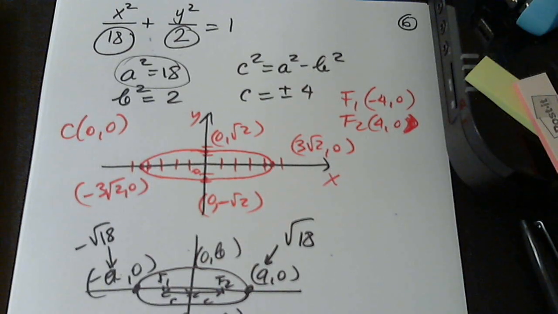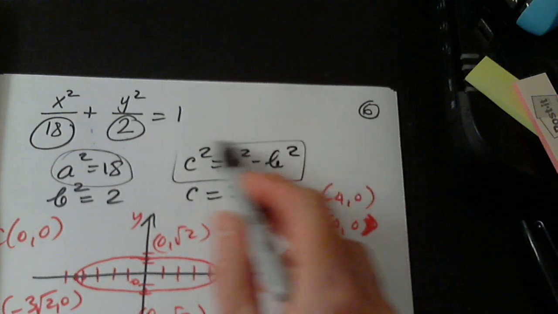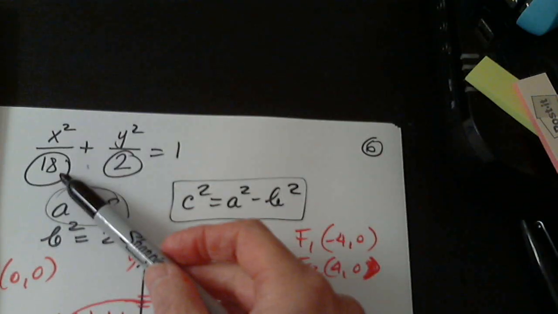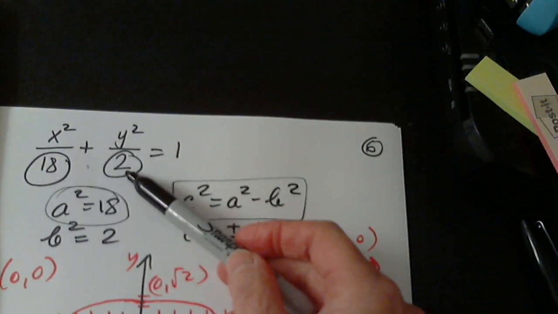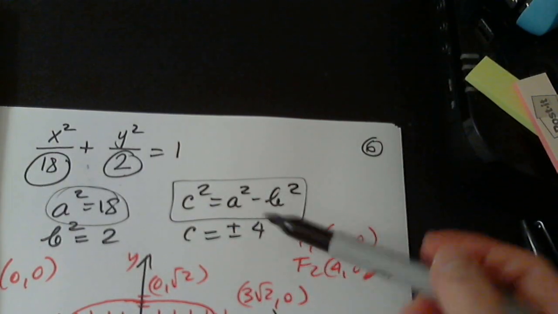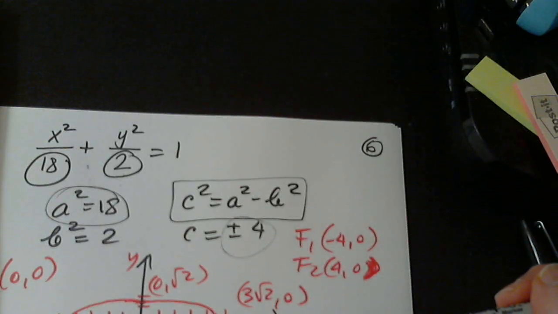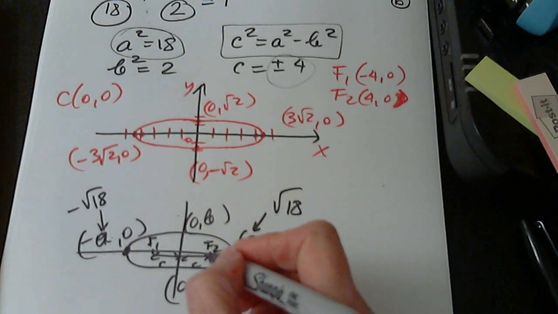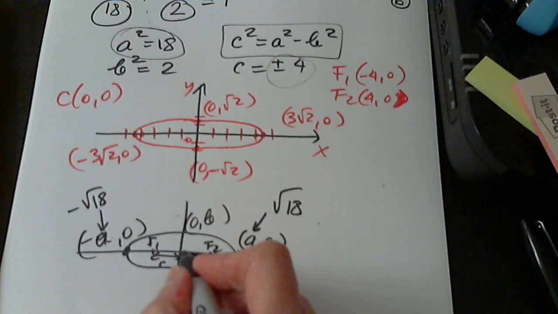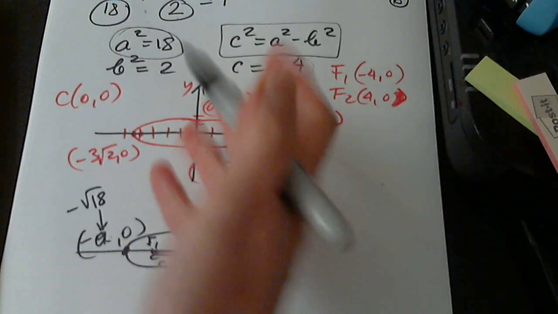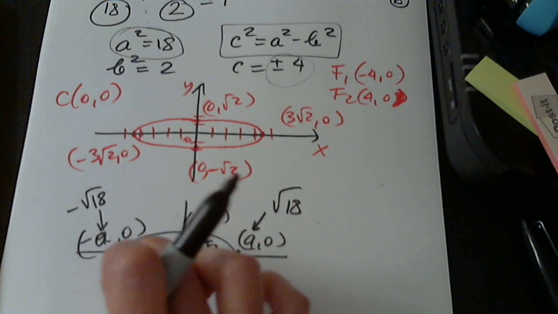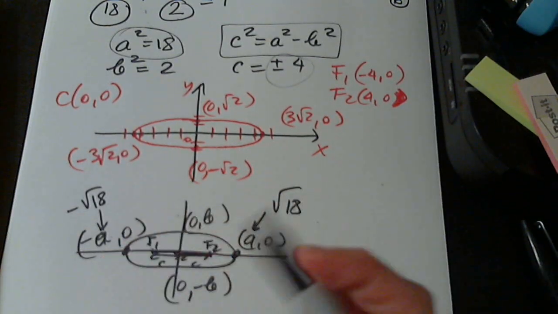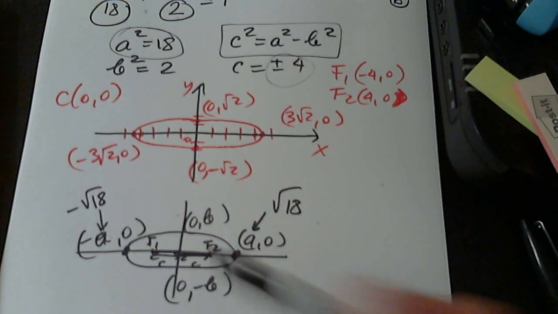Thank you. Perfect. And then from this equation, knowing a squared and knowing b squared, I replace them. I have 18 minus 2, which is 16, and then the square root of 16 will be 4. So this distance is 4 units, and this distance is 4 units. So that's why the foci, the left one, the first one, is negative 4, 0, and the other one is 4, 0.